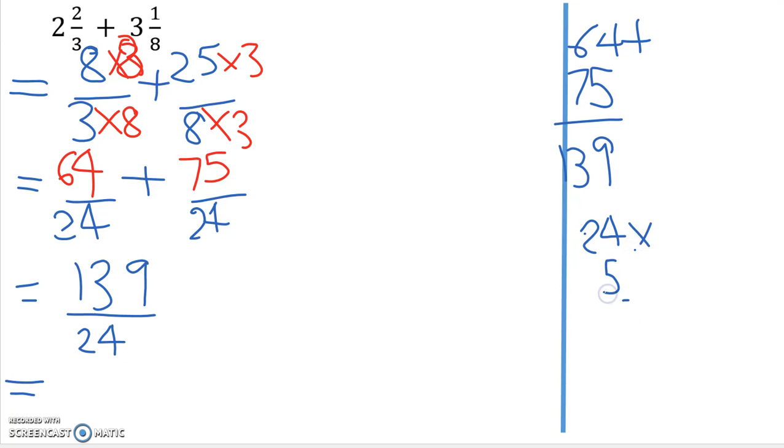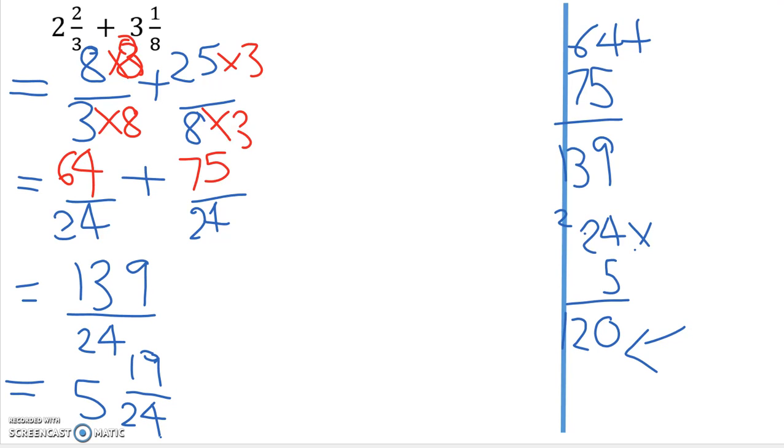24 times 5. 4 5s are 20, carry the 2. 2 5s are 10, plus the 2 is 12, and bingo, that'll do it. So 24 goes into 139 5 times. That gives me 120, which I found over here. And that leaves a remainder of 19, because my numerator is 139. So we've got a remainder of 19 all over 24.